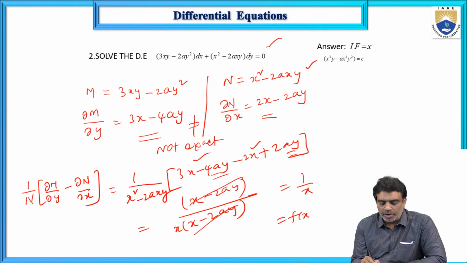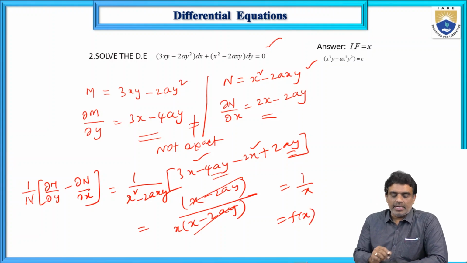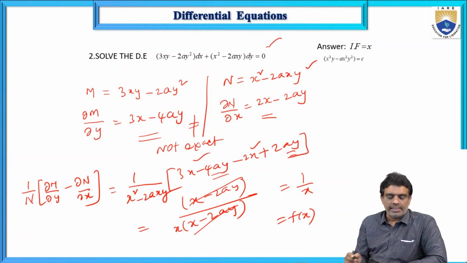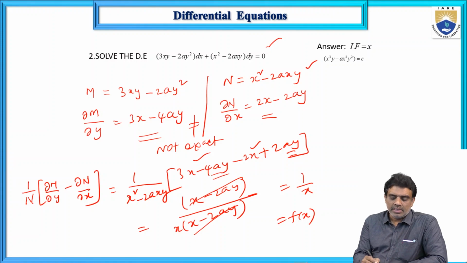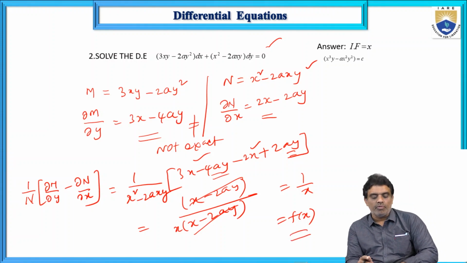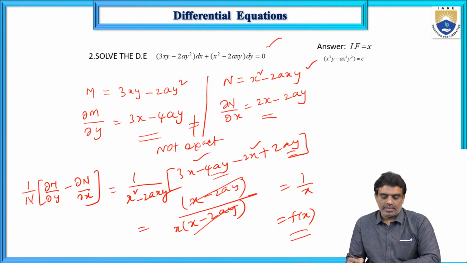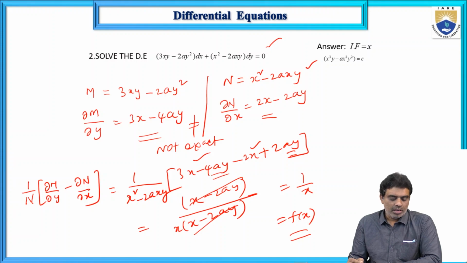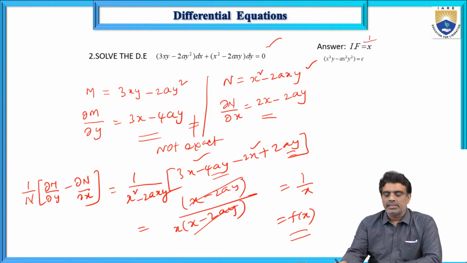It is a pure function of x alone. So we have checked the condition of exactness. It is not an exact equation. And 1/N times (∂M/∂y − ∂N/∂x), already evaluated, the value is 1/x, which is a pure function of x. So this is the integrating factor. The integrating factor is 1/x.